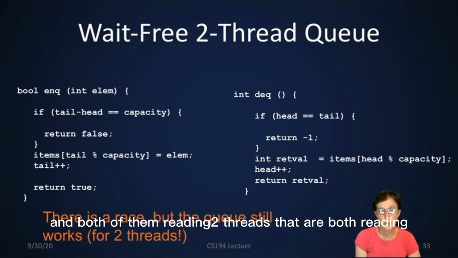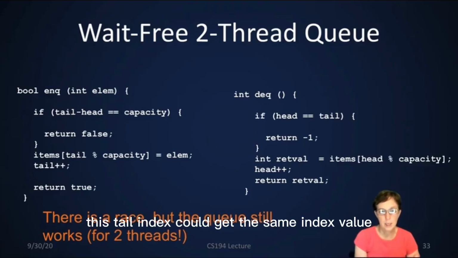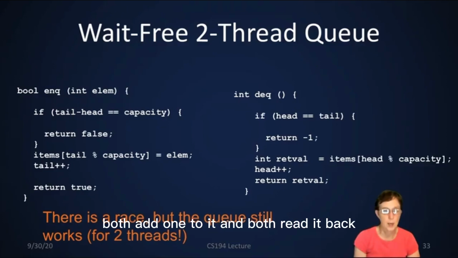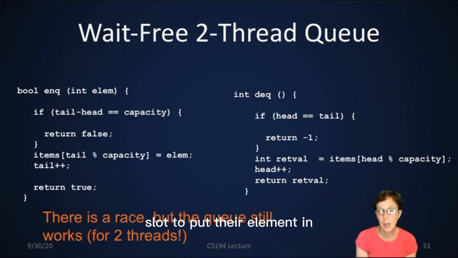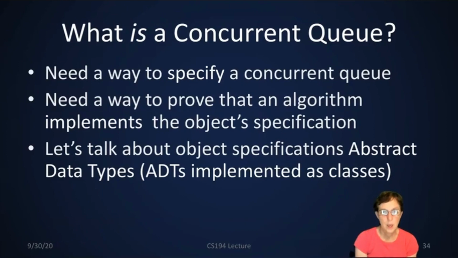Two threads that are both reading this tail index could get the same index value, both add 1 to it and both write it back, and now you're going to have them looking at the same slot to put their element in. Or at least the next time you're going to have a collision. So you will have lost something in the queue.